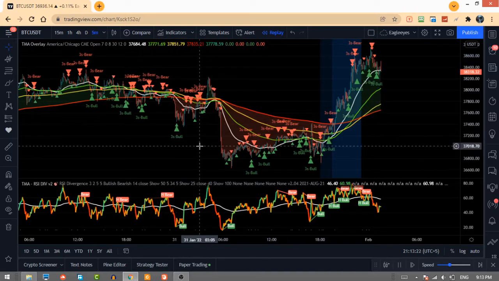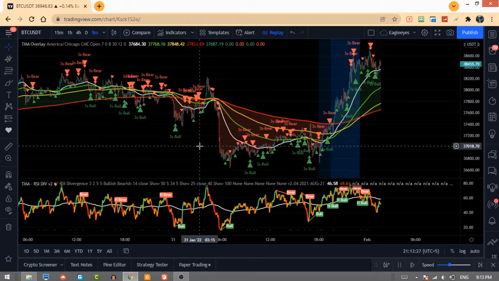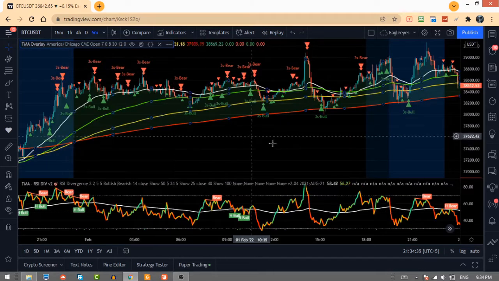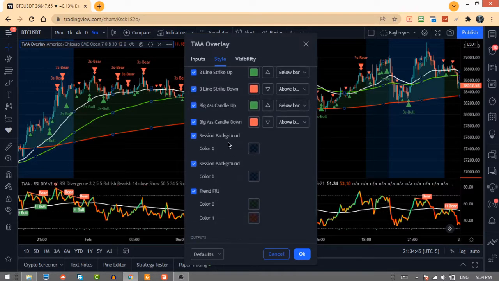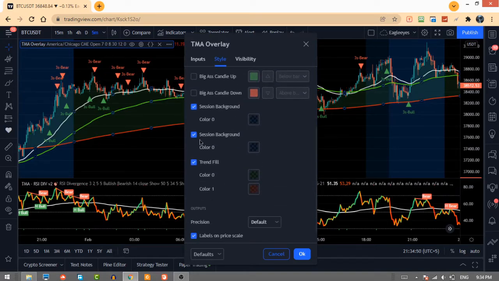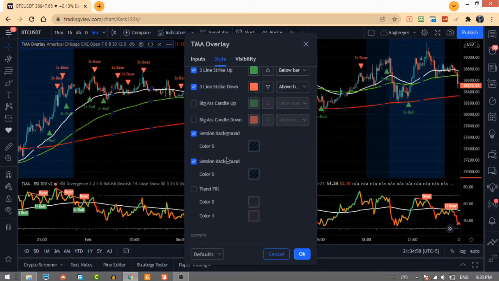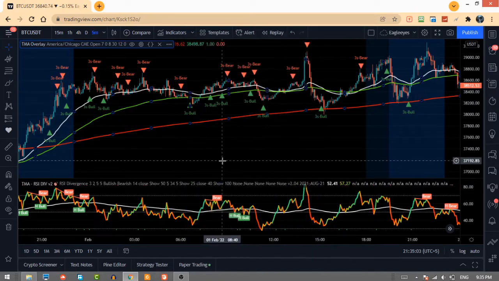Now that person only used it for forex, but I will apply it for Bitcoin so we can see how effective it is for cryptocurrencies. So first of all, we go to settings of TMA overlay. We will turn off this 100 SMA, and we will also turn off these extra features like this cloud and these other small candles. Now I think the setting is almost okay.